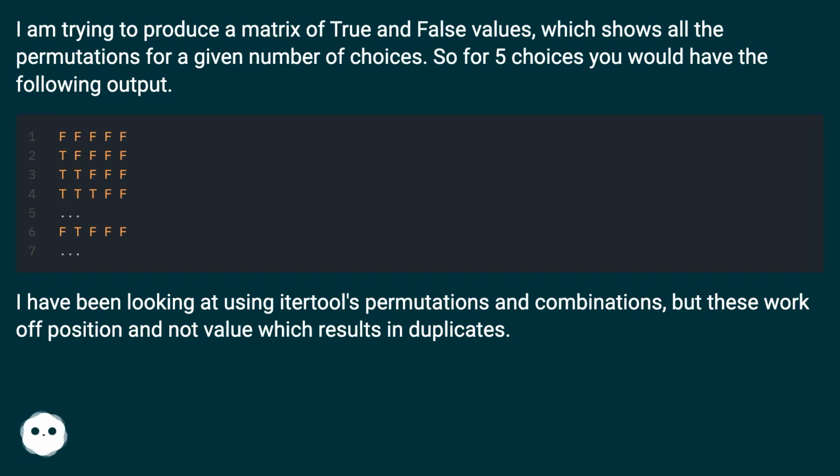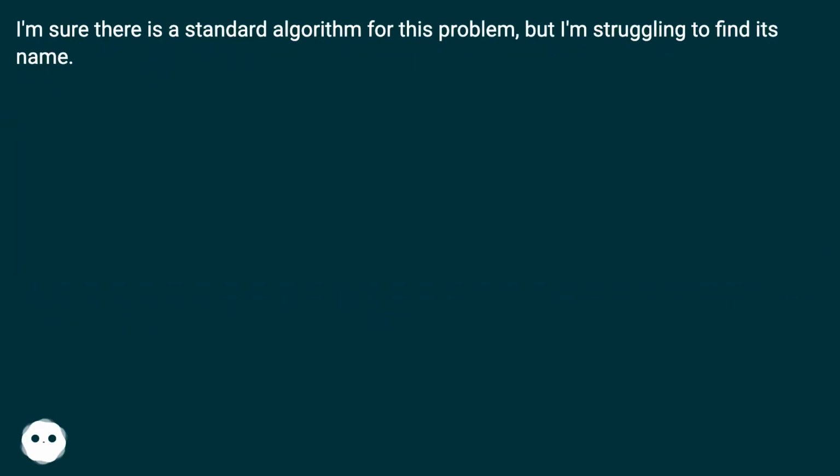I have been looking at using Itertools permutations and combinations, but these work off position and not value, which results in duplicates. I'm sure there is a standard algorithm for this problem, but I'm struggling to find its name.